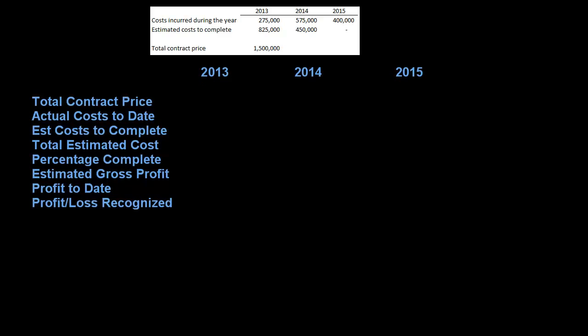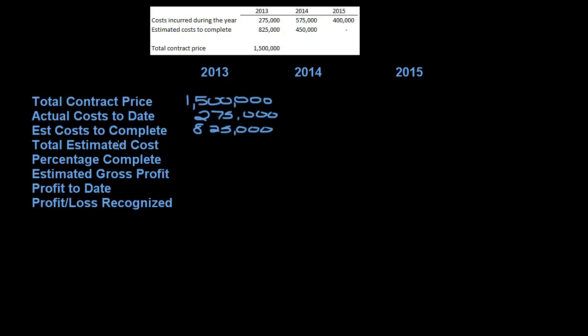Okay, so we're going to start with the total contract price. The total contract price is $1.5 million. So let me just get my brush here. Okay, so that is 1,500,000. And then my actual cost to date. So my actual cost to date for 2013 are 275,000. And then the estimated cost to complete. Well, they think the estimated cost to complete is 825,000.